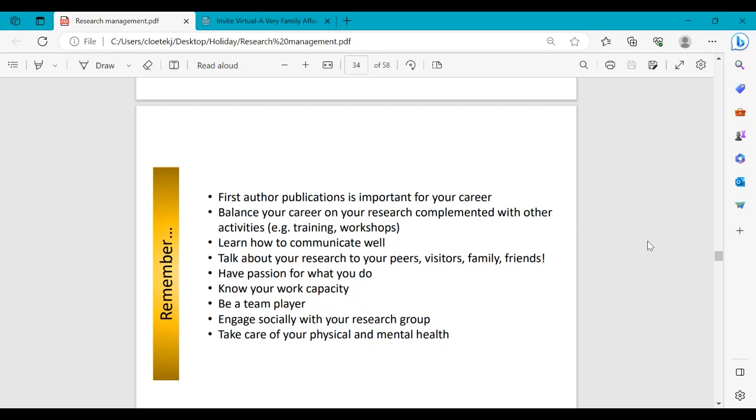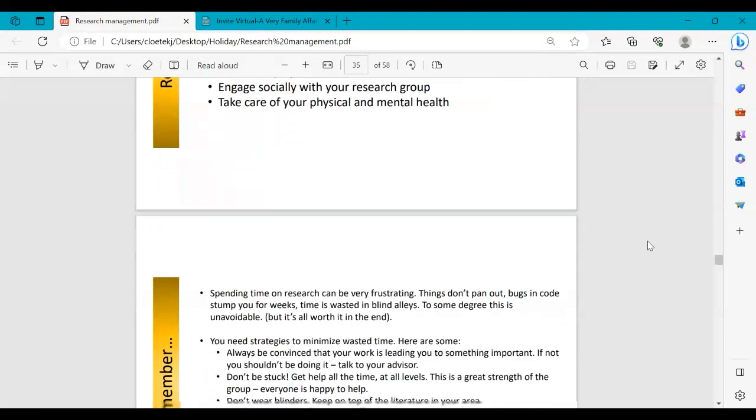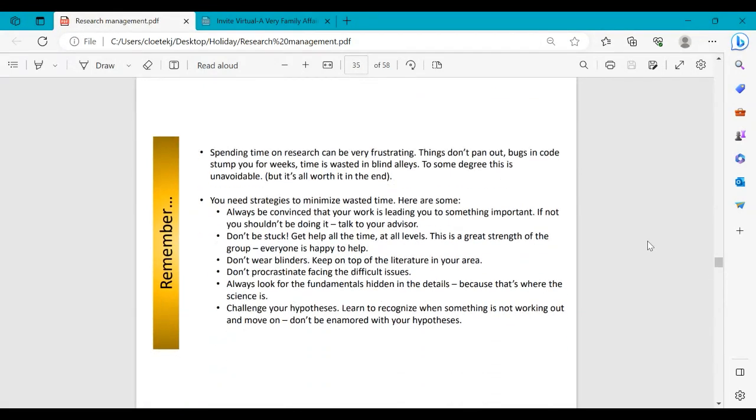Very important, also take care of your physical and mental health. Research can take a toll on your health, but you should take care about your health and also about your mental health. Attending workshops about emotional intelligence is also very advantageous, because this can teach you to effectively handle difficult situations. Like, for example, if a paper gets rejected, one needs to learn that even Nobel Prize winners have had their papers rejected. This is a common thing in science.